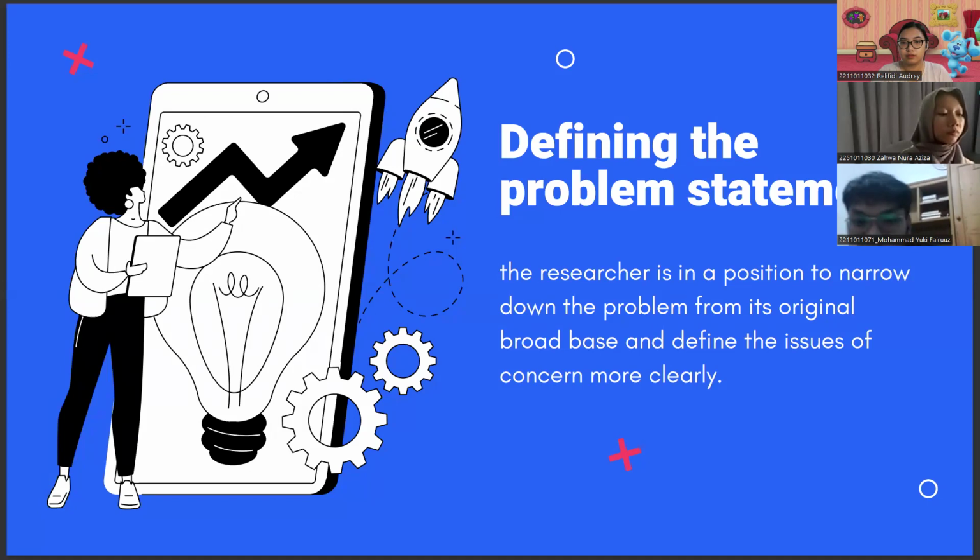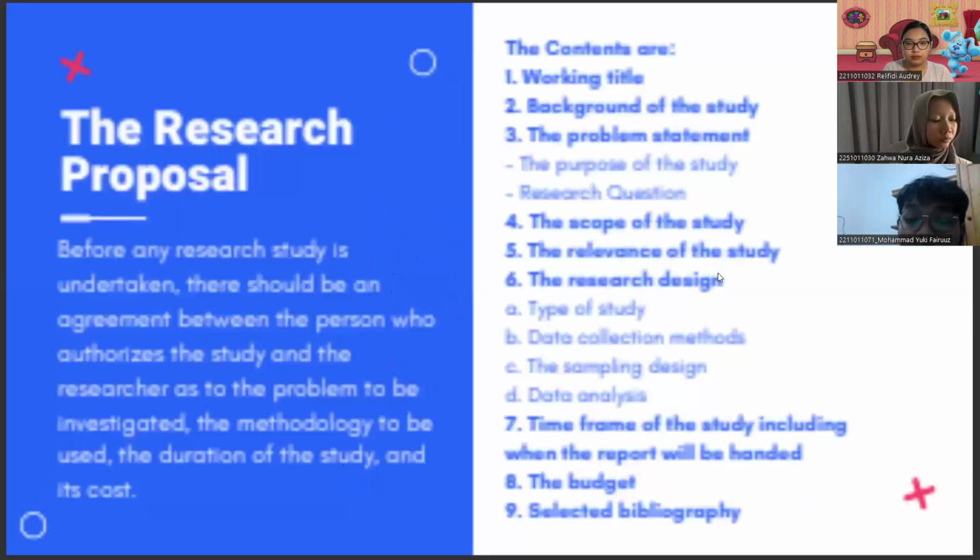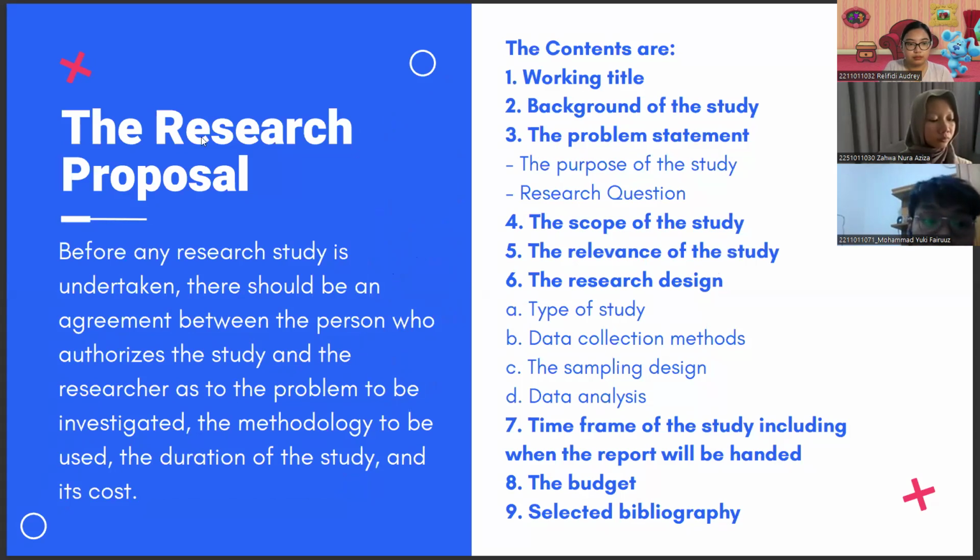I'm going to explain defining the problem statement. The researcher is in a position to narrow down the problem from its original broad base and define the issues of concern more clearly. Next slide. And this is the research proposal.